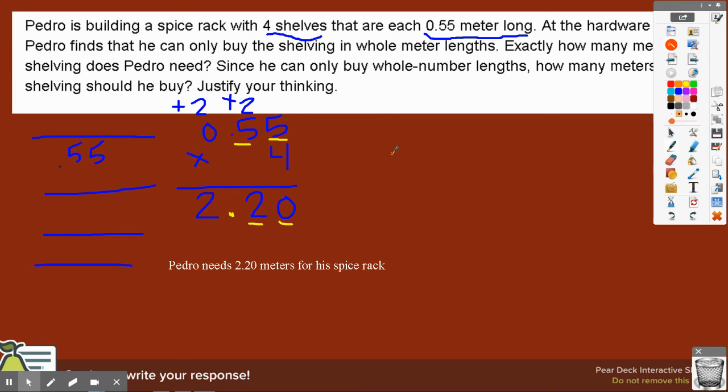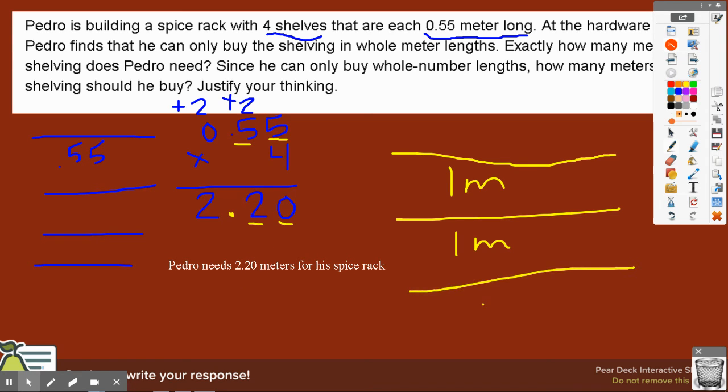So if he bought 1 whole meter length, would he have enough to build his spice rack? No. So what about another meter? Now, would he have enough to build his spice rack? Still no, because he would still have those 2/10 or those 20 hundredths of a meter left.